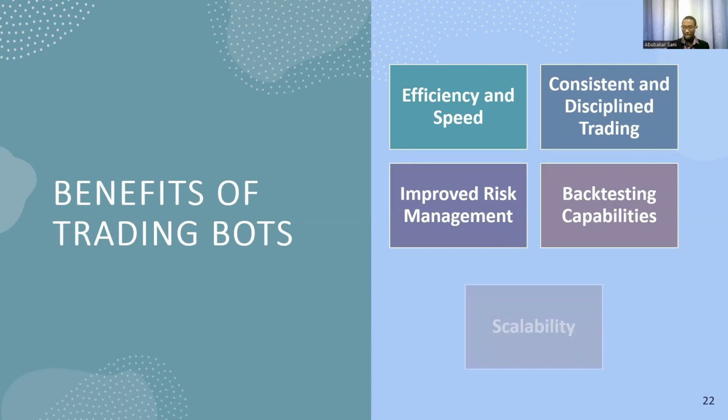Okay. Lastly, we have the scalability. So how do things scale? For example, if you let's say want to monitor different assets, there is only so much you can do. Maybe you can monitor 5 or 6 at a time. What happens if you have no opportunities in that 5 or 6 assets that you are monitoring?